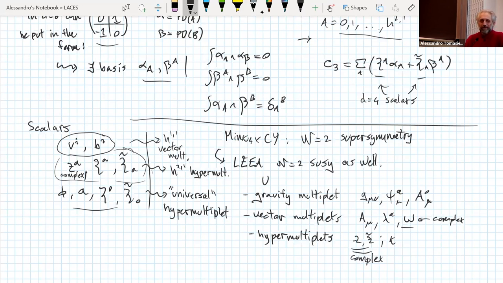So the next step would be to also try to match the vector fields, because I only looked at objects that had no indices along the spacetime, or two, which can be dualized to none. I didn't look at any fields that are produced with one index along the spacetime. To make sure that this assignment to multiplets is correct, I should look at those as well. In particular, I should check that there are H11 vector multiplets, and 1 plus H21 hypermultiplets.